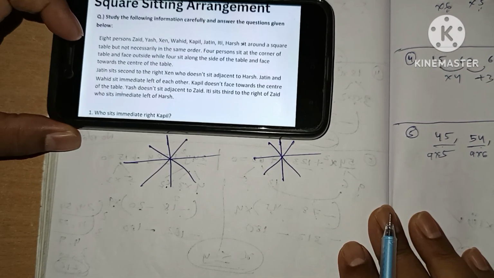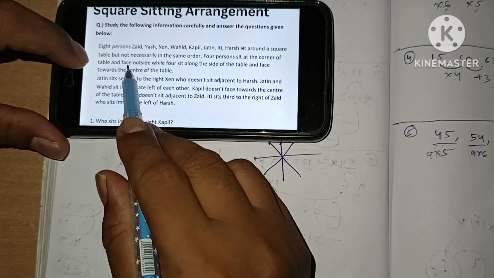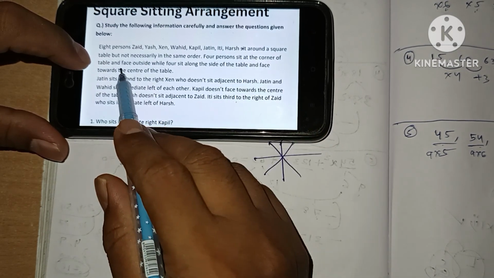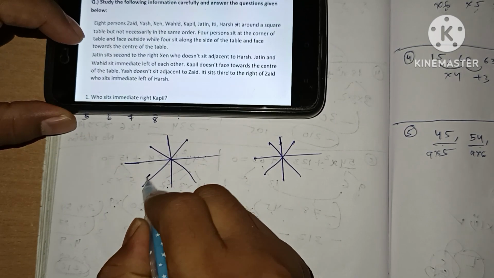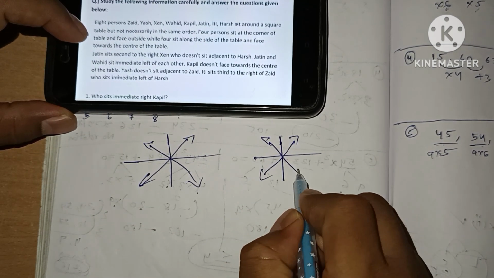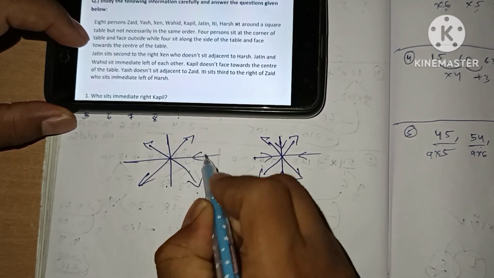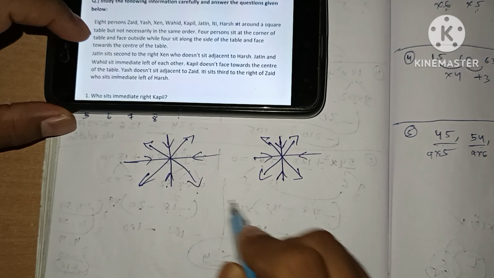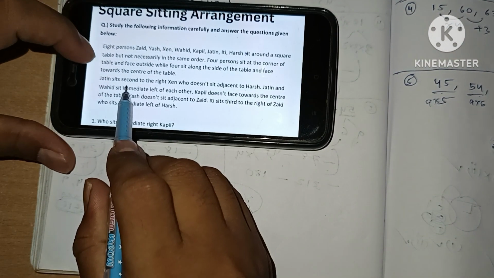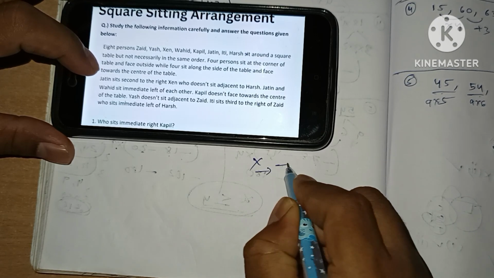Now we are going to note the statements. The note given is that 4 persons sit at the corners facing outside, and the middles are facing inside. Now let's take the statements. Jatin sits second to the right of Zen. So second to the right of Zen is Jatin.